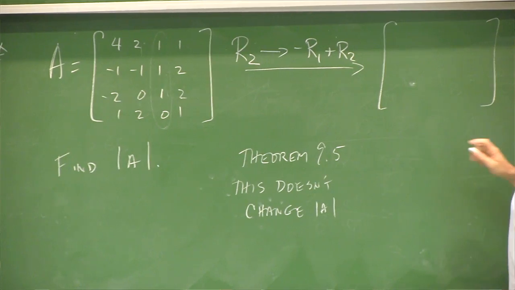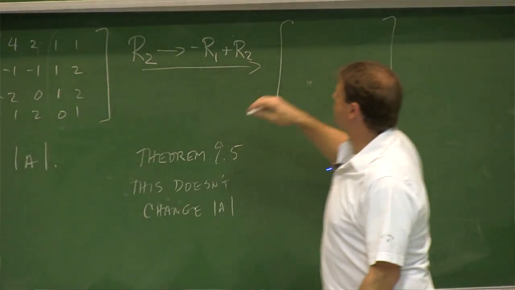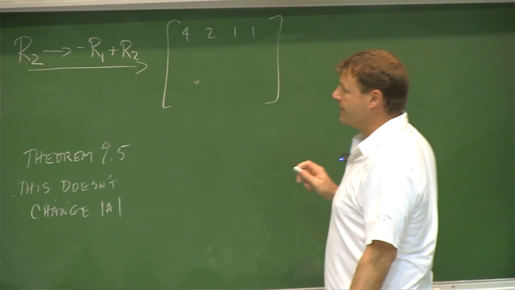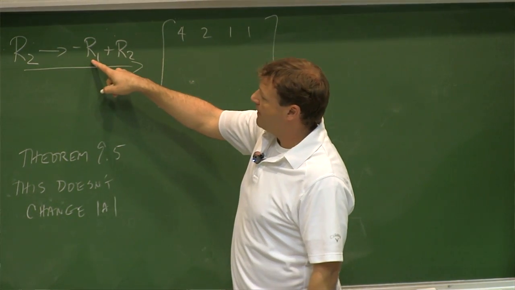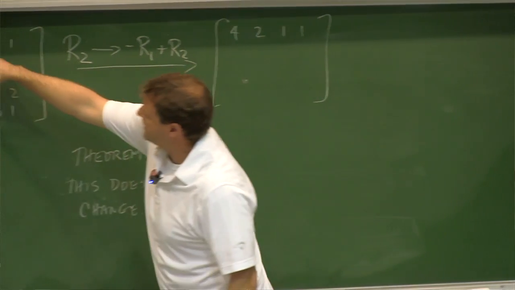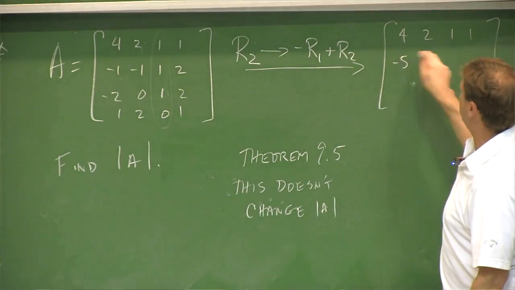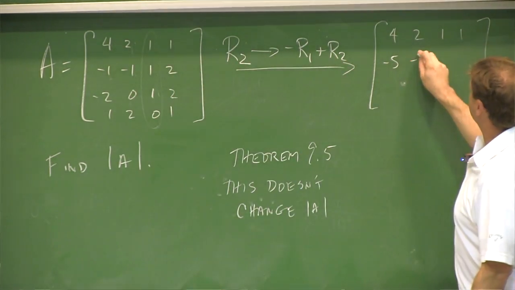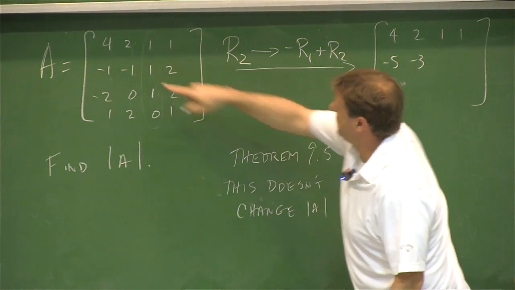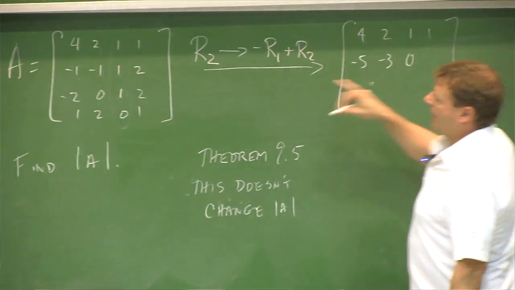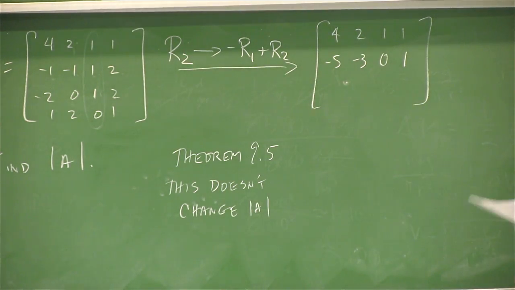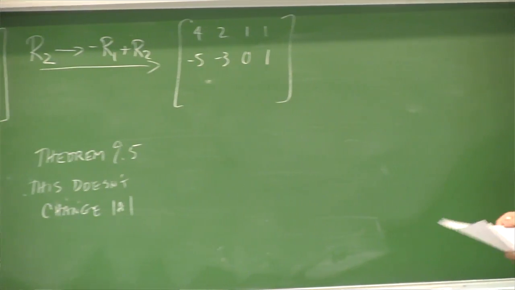Let's start to fill those things in. The top row is not going to change, so just reproduce it. The second row is going to change, so what's it going to change by? I'm multiplying the top row by negative 1, so I get negative 5 in the first spot. Then I'm multiplying this by negative 1 and add it, I get negative 3. Then 0 here by design. And then I'm going to do negative 1 plus 2 gives me 1. So that's the second row.